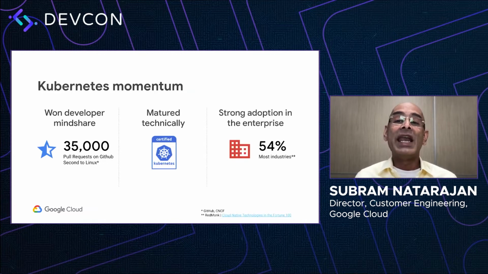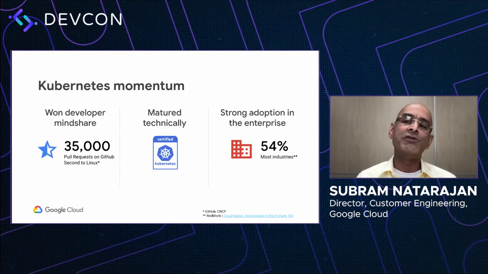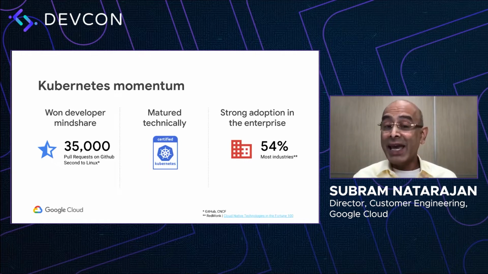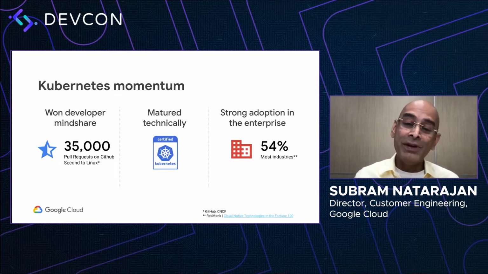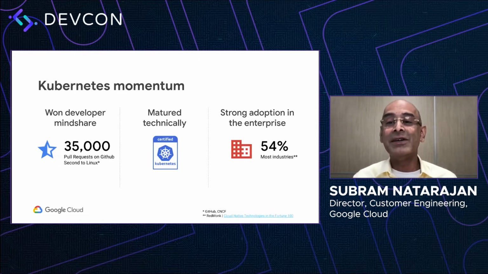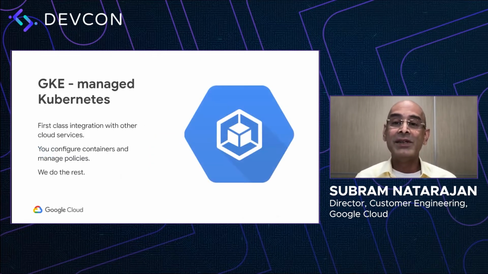And then, of course, last but not least, there is strong adoption in the market. We did a recent survey, and it suggests close to about 54% of the Fortune 100 companies are using it across all industries. It has become, in a way, a de facto standard, if you will. Again, Google Cloud is leading the open hybrid multi-cloud arena from the front.